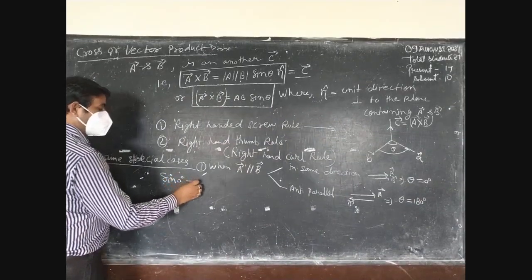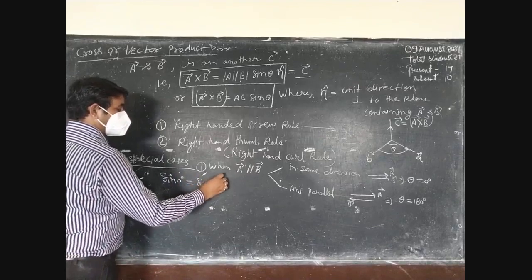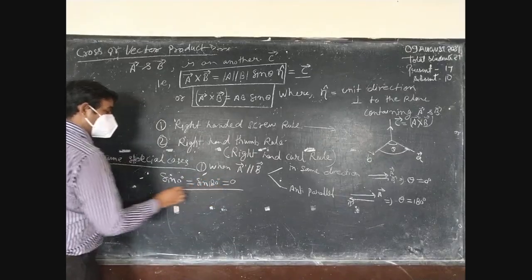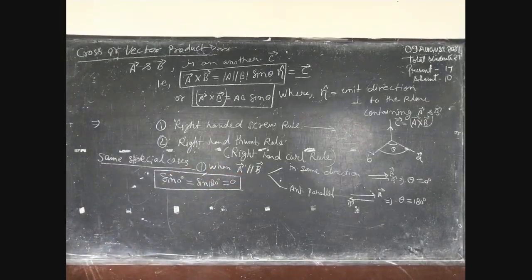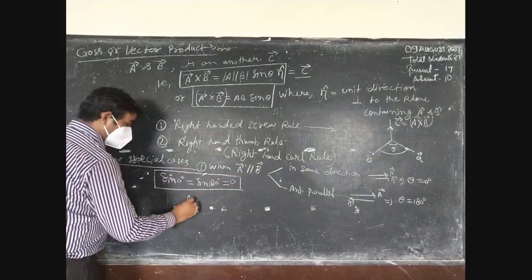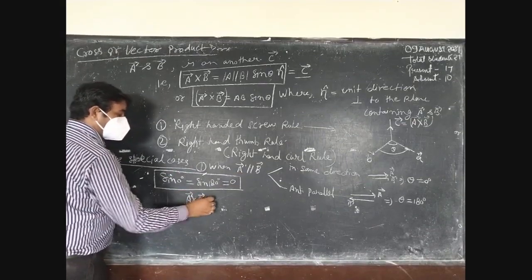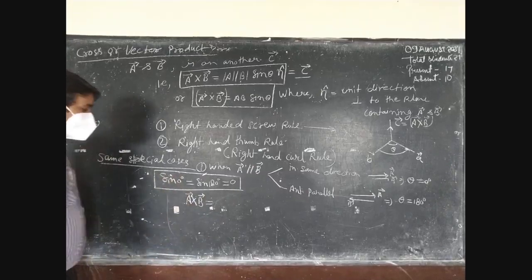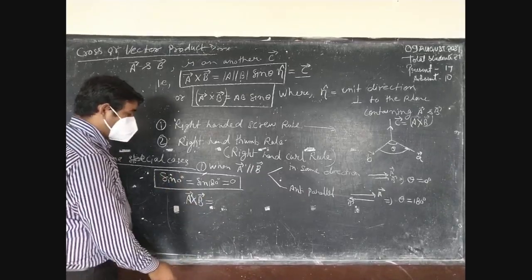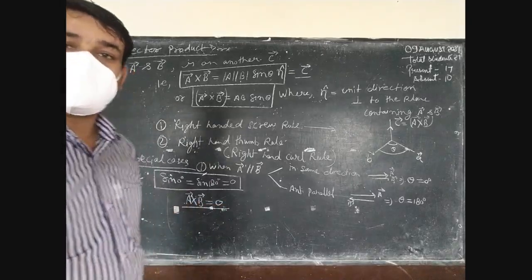Okay, for both cases, sine 0 degree or sine 180 degree, we have result 0. Therefore, A cross B, when the two vectors are parallel, whether in the same direction or anti-parallel, the result is 0.